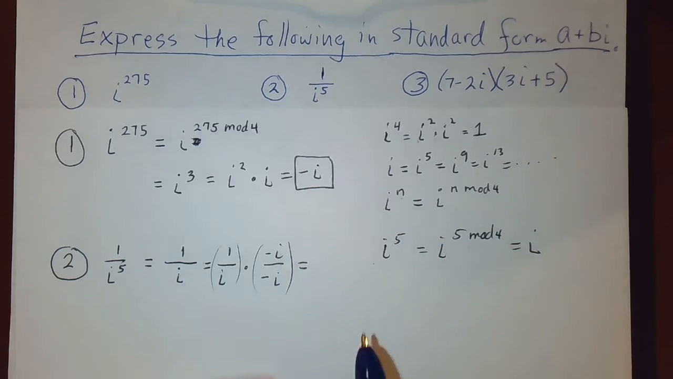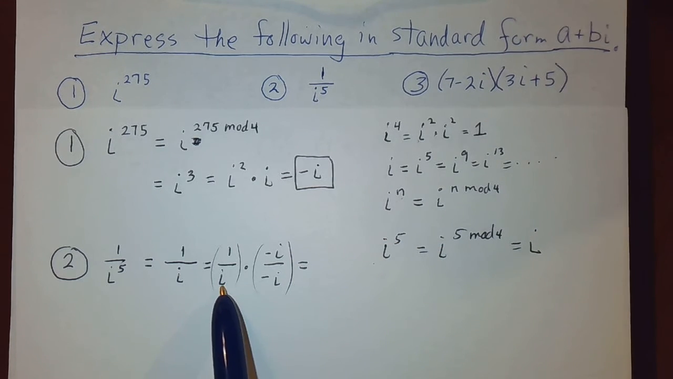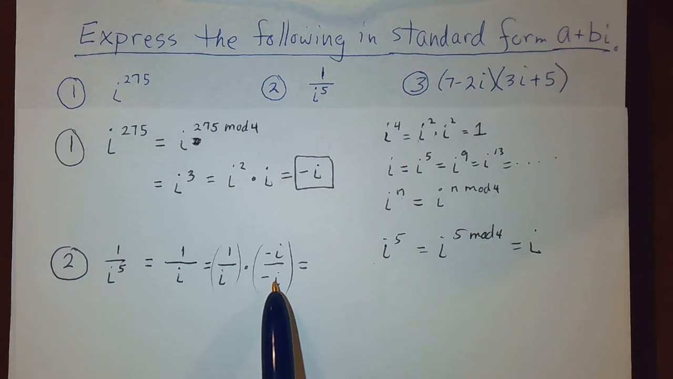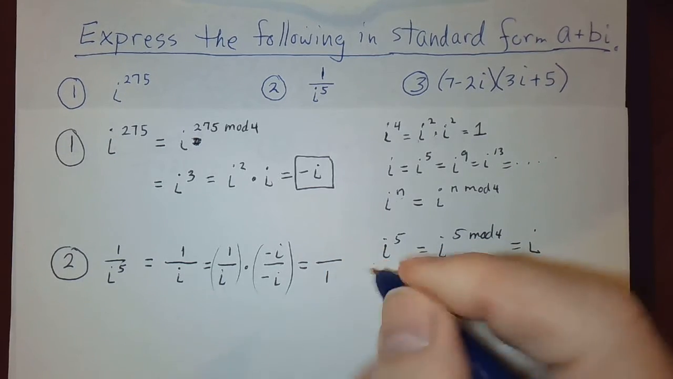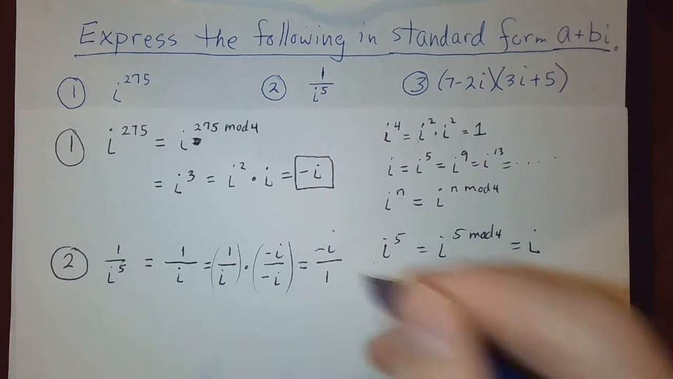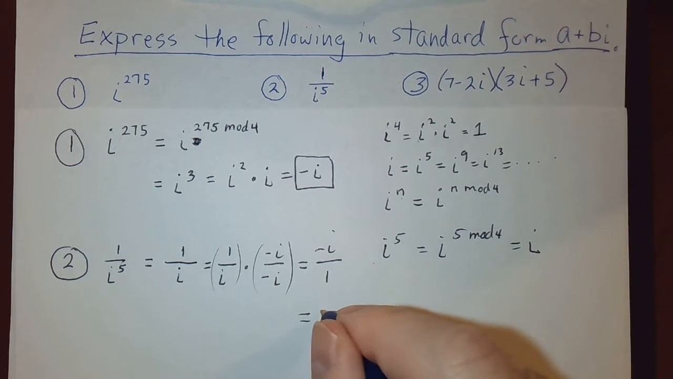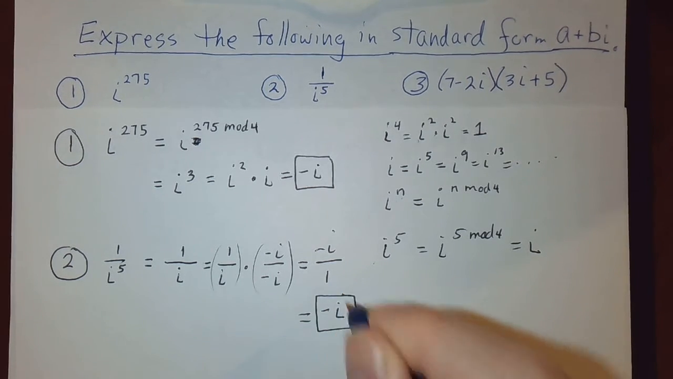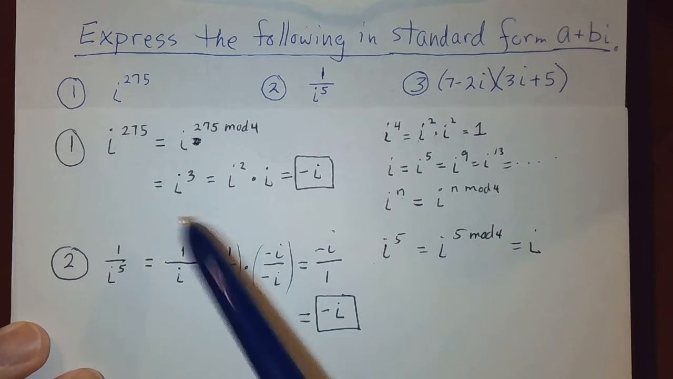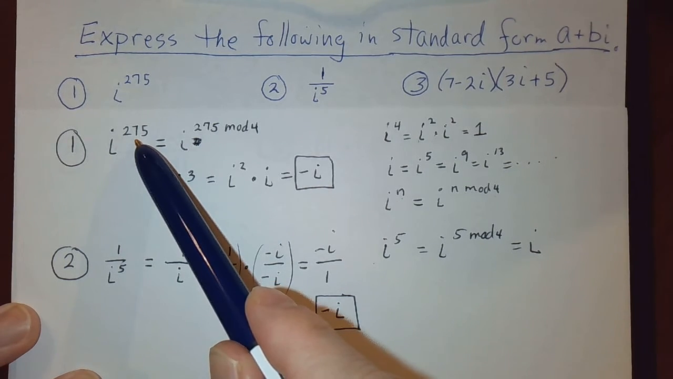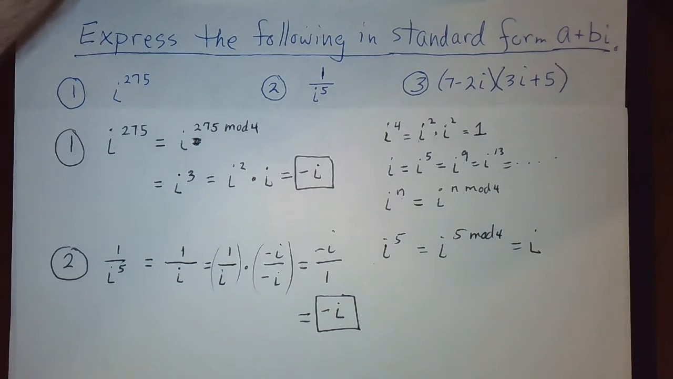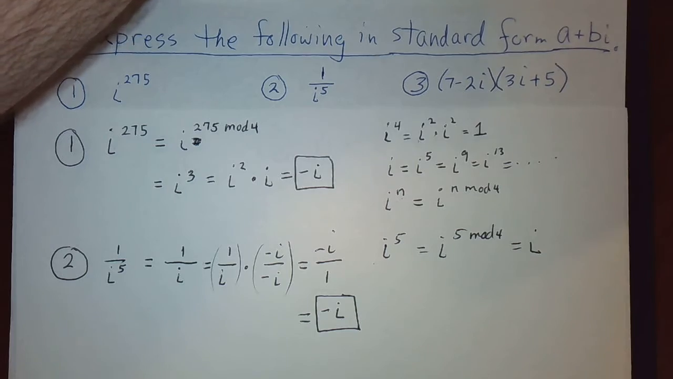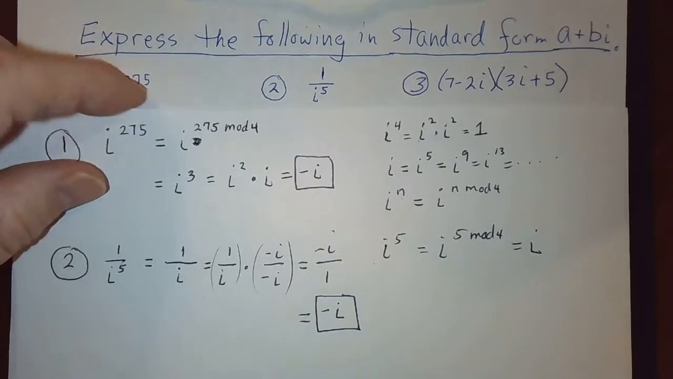So what do we get? The denominator turns into i times negative i. Well, i times i is negative 1. But if one of them has a negative sign in front of it, that's just going to give us a 1 in the denominator, and a negative i in the numerator, and we don't have to keep the 1 in the denominator, negative i. So the same answer as the first one. Interesting that i to the 275th power is equal to 1 over i to the 5th power. Let's see if we can get the third one as well on this piece of paper.